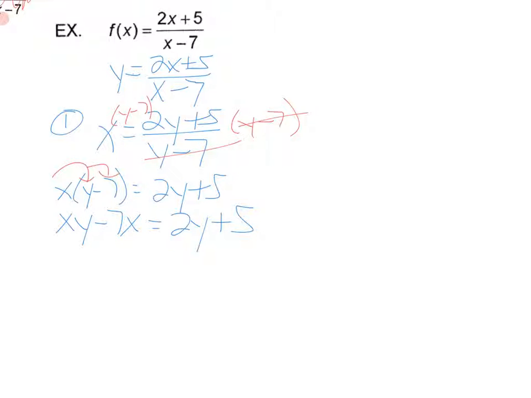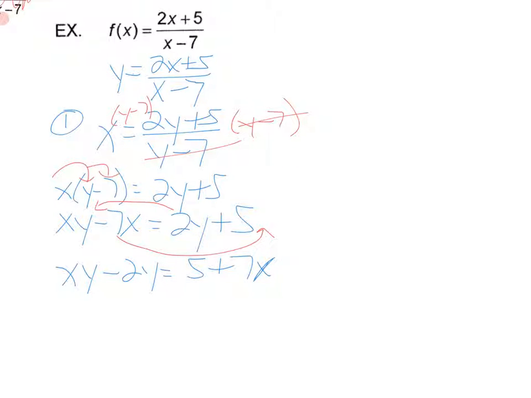So here's the trick to this. For the next step, move every term that has a y with it to the left side. Everything else should go to the right. So my 2y needs to move to the left side. The 7x needs to move to the right side. And of course, they change signs when they move. So we have xy minus 2y equals 5 plus 7x.